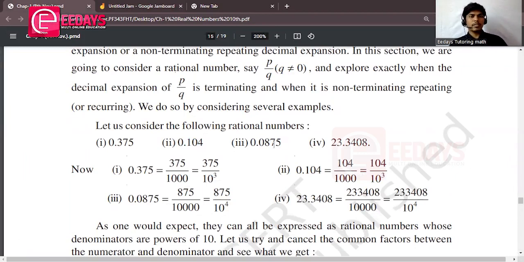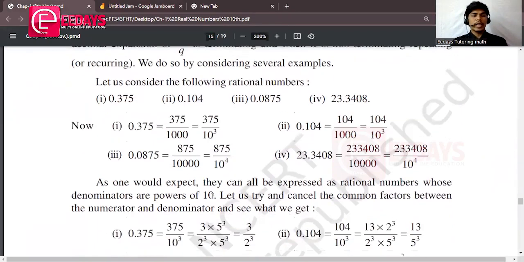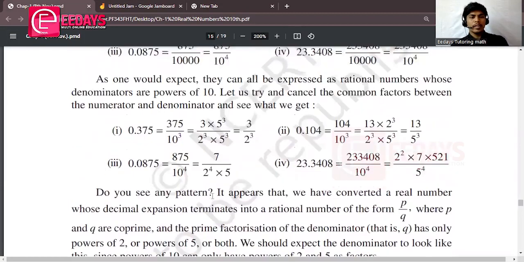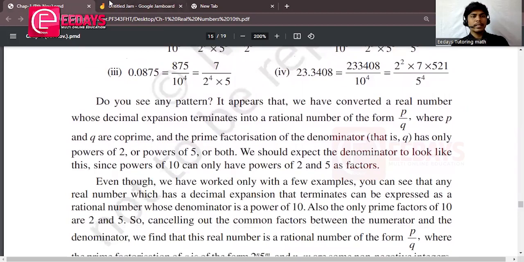It is terminated at 5. So you can write it as 875 by 1000. So you can write a power of 10 in the denominator: 10 cube, 10 power 4, like this. Okay, fine. So observe the pattern here.